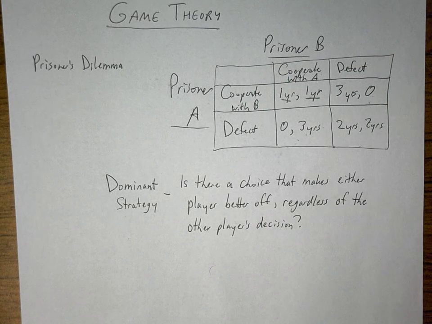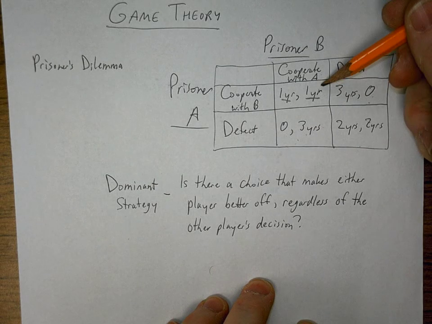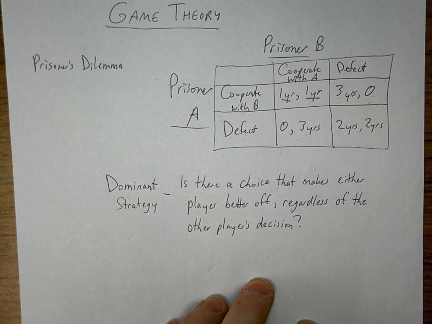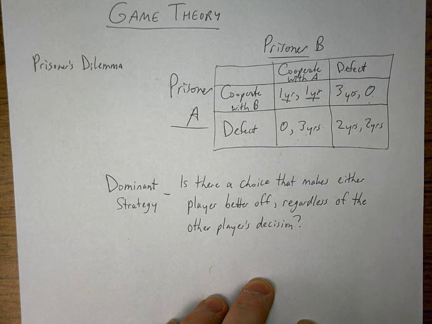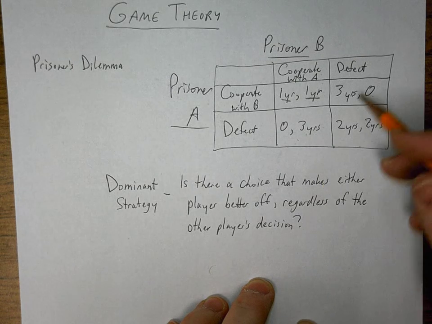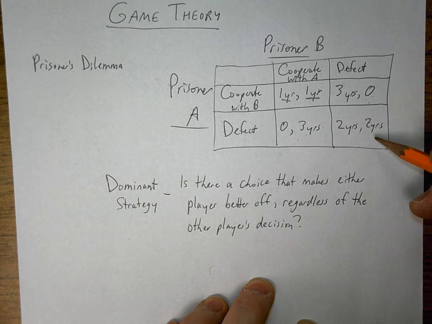Now, the dilemma is that if they kept to their end of the bargain and didn't tell, they would end up in this box right here, each going to prison for 1 year. Notice that if you add up the total years of prison between the two prisoners, 1 plus 1 equals 2. This is the best box to be in. The total years of prison in this box is 3, in this box it's 3, and here 2 plus 2 is the worst box, 4.